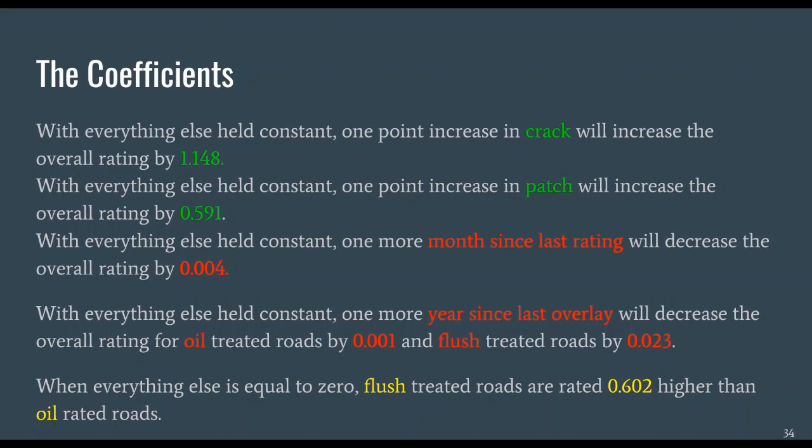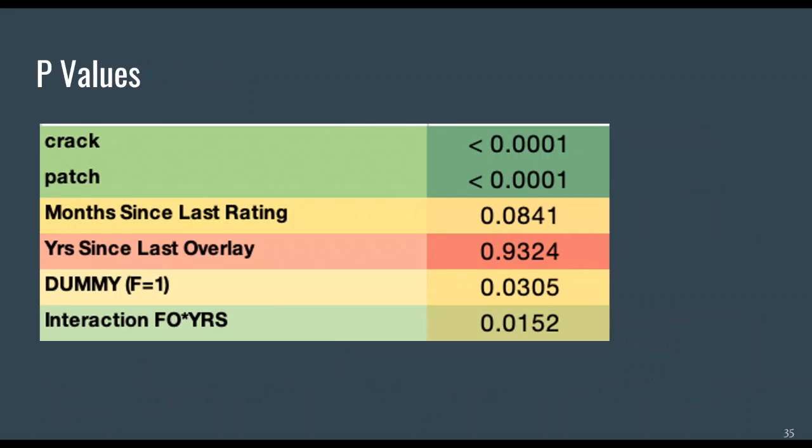Then with everything held constant for the year since last overlay, again we have two beta weights for that one because it was our interaction with oil and flush. For oil, it's almost no change at 0.001, and flush decreases the overall rating by 0.023. And then finally, for our intercepts, when everything is equal to 0, flush-treated roads are rated 0.602 higher than oil-rated roads.